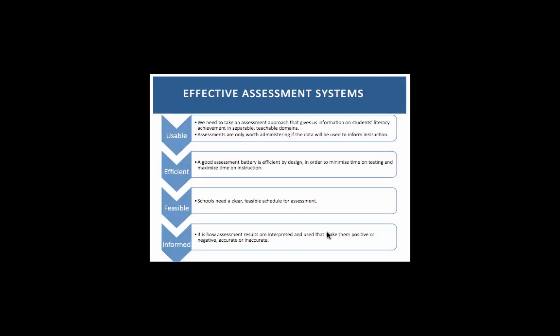What is the implication of this for assessment? Well, the implication is that we are testing both of these domains of skill to understand if our students are skilled and proficient readers. In other words, an effective assessment system provides data that is usable. So, an assessment approach will give us information on students' literacy achievement in separate teachable domains. For example, in the domain of code-based and reading-based skills, we need to understand how our students are performing.